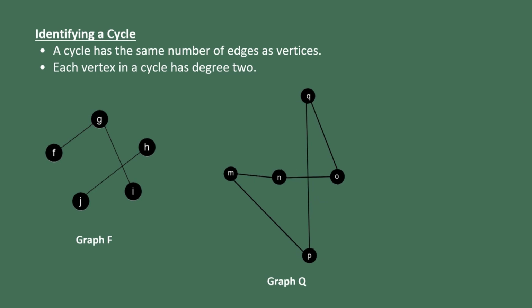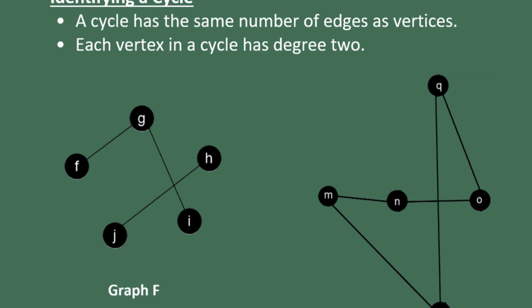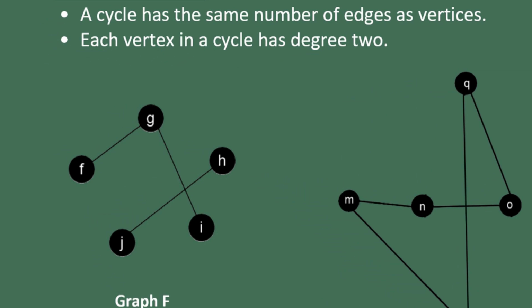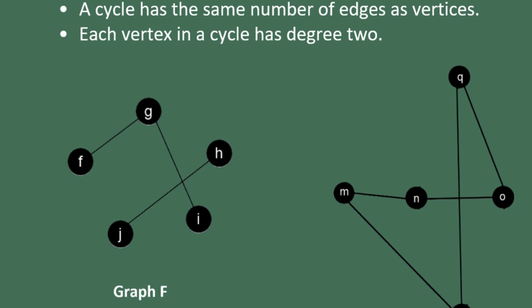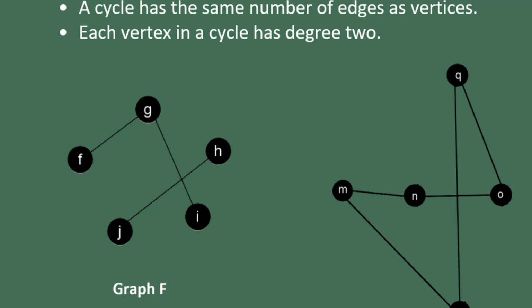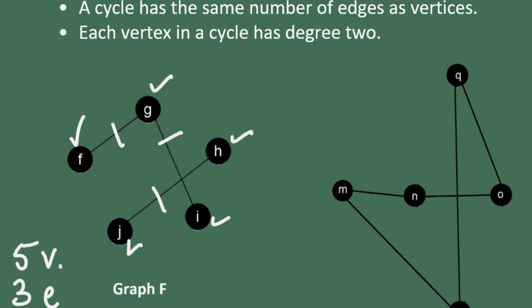Let's practice identifying whether a graph is a cycle using graphs F and Q. So you can probably tell looking at graph F that it's not a cycle, but you can confirm it by checking the 2 characteristics. For example, we know that a cycle has the same number of edges as vertices. So let's confirm whether graph F has that characteristic. We have 1, 2, 3, 4, 5 vertices. Let's see how many edges. 1, 2, 3. Only 3 edges. So this is definitely not a cycle. It fails the first characteristic.